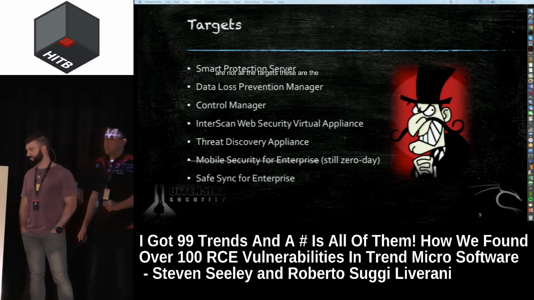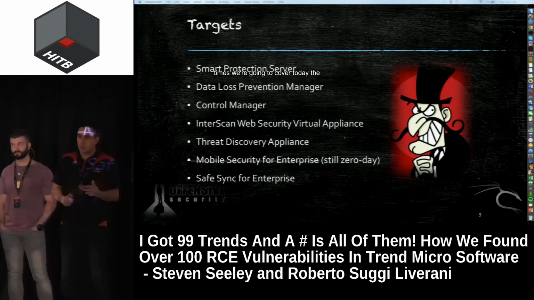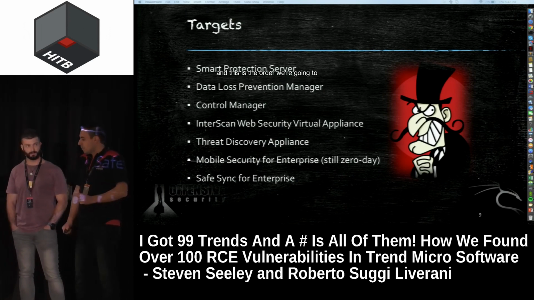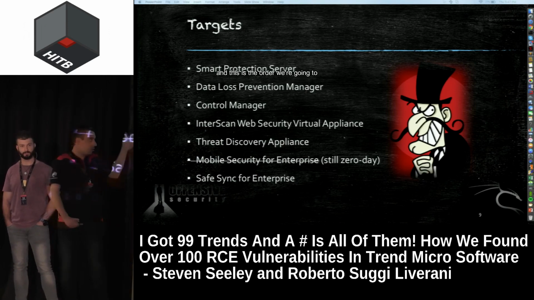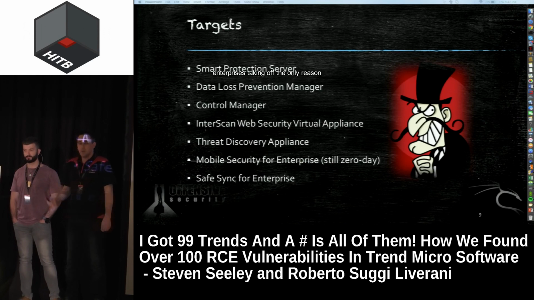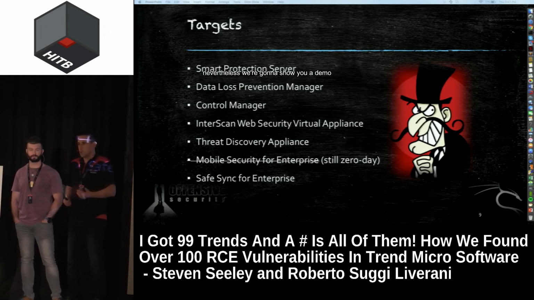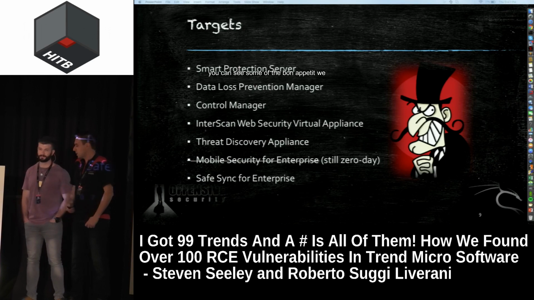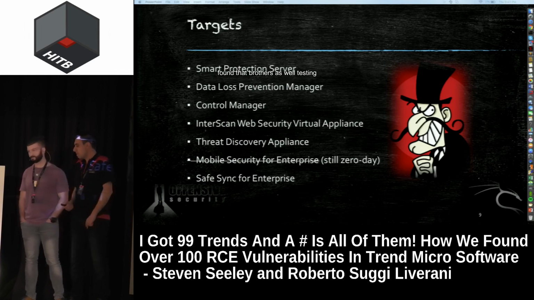The targets: these are not all the targets. These are the targets we're going to cover today. The research is still ongoing, and this is the order we're going to follow. You see the mobile security for enterprises taking off. The only reason is because we have 0 days and the vendor is currently working on resolving these issues, so we are not disclosing vulnerabilities in that part. Nevertheless, we have a demo for this later on, so that you can see some of the vulnerabilities we found in that product as well.